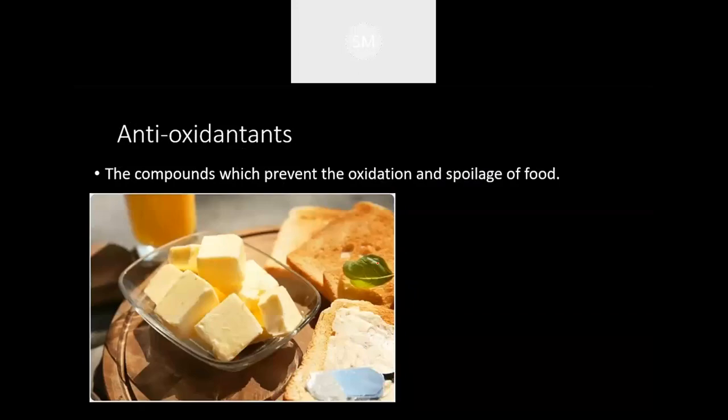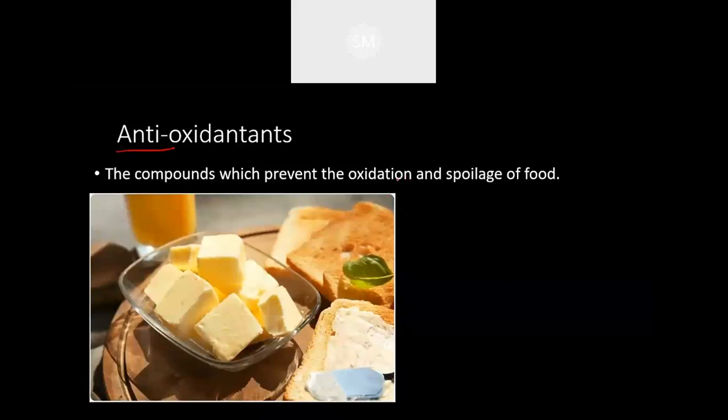Okay, now moving on with the next part. This I didn't find in your book, but you have antioxidants also to study. Antioxidants, as the name goes, are compounds which are used to prevent the oxidation and spoilage of the food. Again, not to allow them to become rancid.